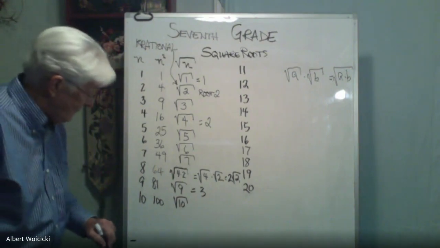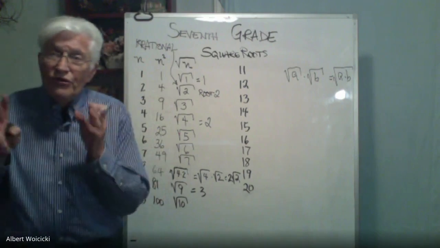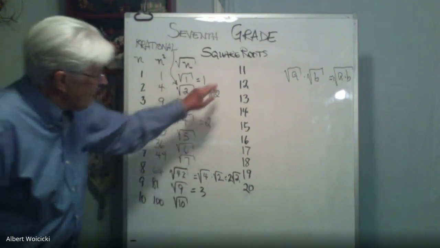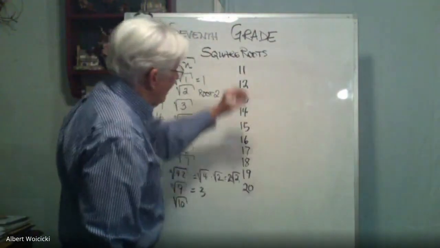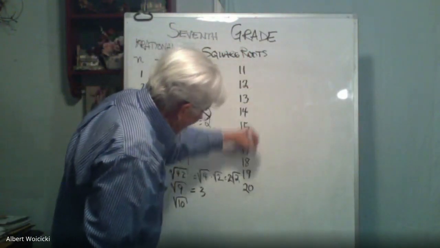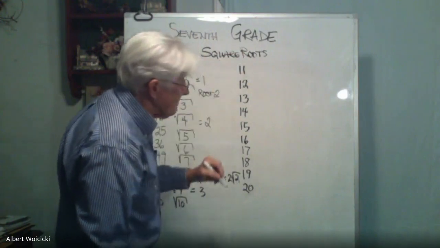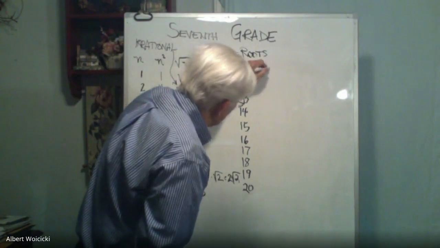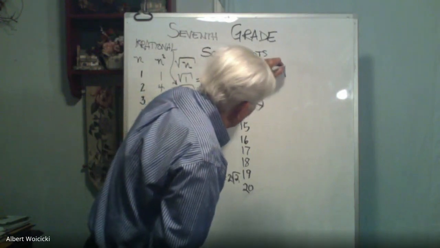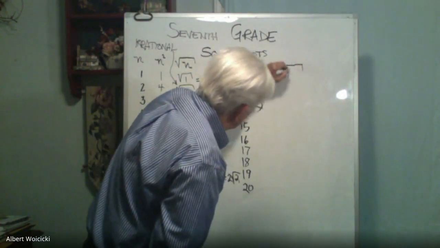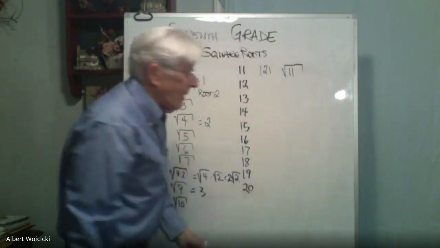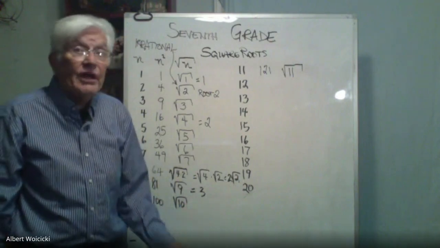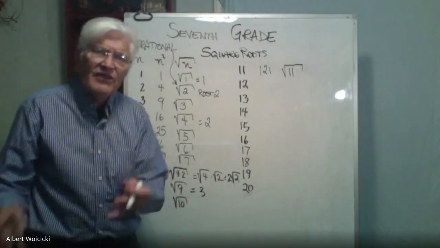And this is what you want your students to have on a piece of paper. Now, let's go to 11 and 12 here, because we want to go down to 20. So 11, what's 11 squared? It's 121. But what's the square root of 11? I don't know. It's bigger than 3, and it's less than 4.